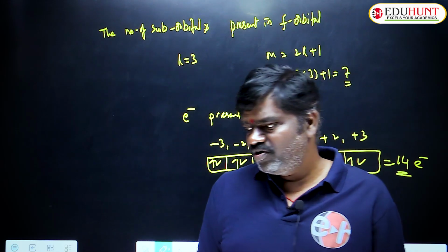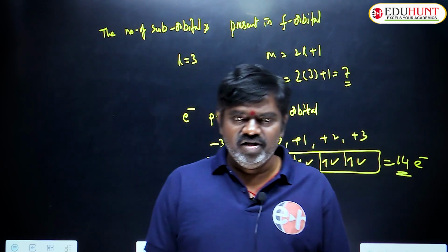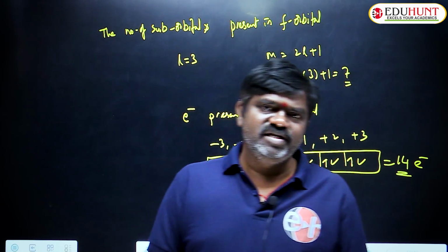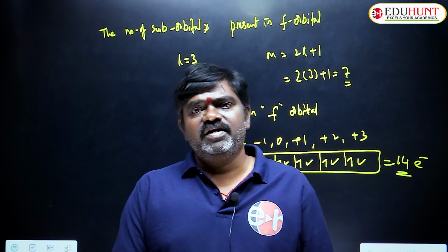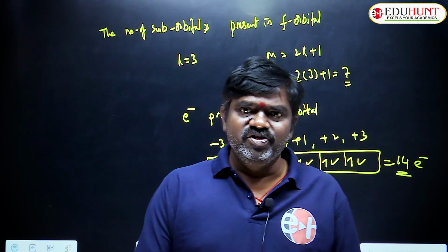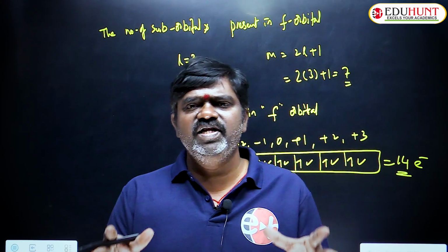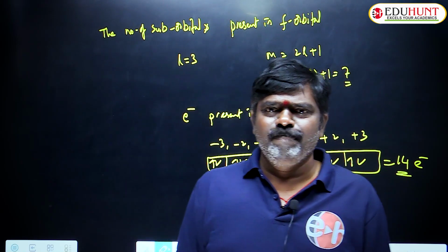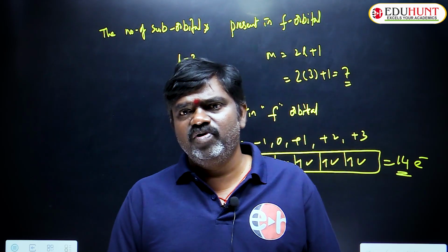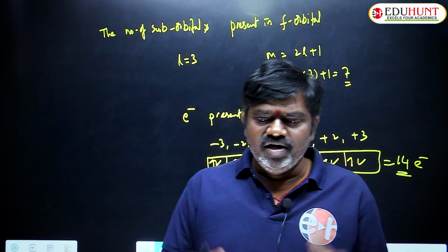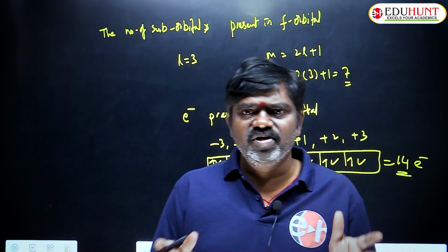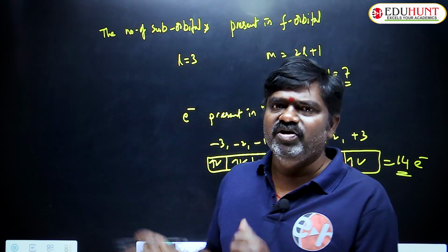This is about magnetic quantum numbers. In the previous classes, one was the principal quantum number, another was the azimuthal quantum number, and this is the magnetic quantum number. These 3 quantum numbers are very important for objective questions in higher classes, for the IIT and NEET programs, and to know where the electron is present in an atom, using only quantum numbers.